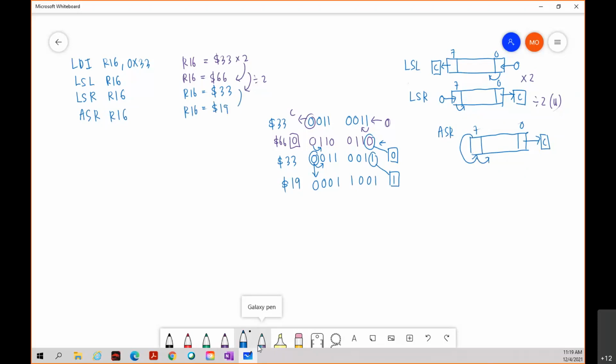Actually, this one you are going to divide by 2. Is it correct? 33. Press the calculator. What is the result you get?